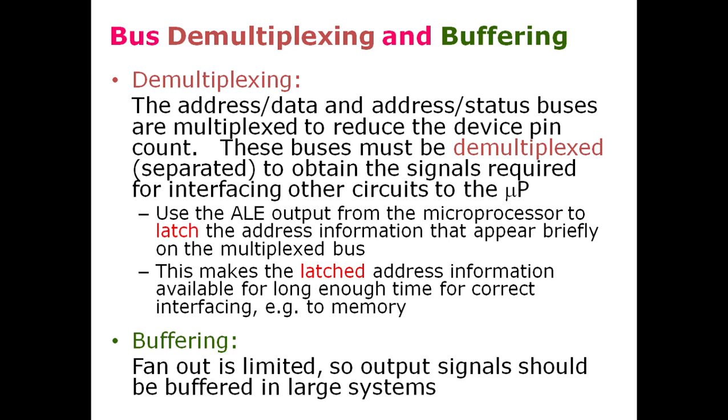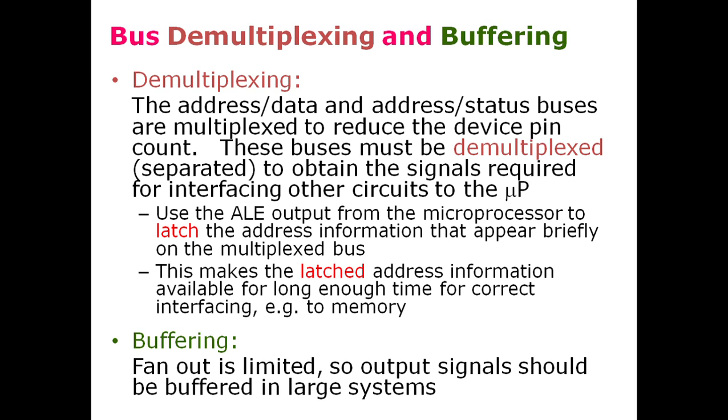Their functions must be separated to obtain the signals required for interfacing other circuits to the microprocessor. So we just saw in the beginning of this lecture that 8086 and 8088 microprocessors have a number of pins that are multiplexed with each other for different functionalities. 8086 and 8088 microprocessors are generating 20-bit addresses, and they are sending or receiving 8 or 16-bit data as well.